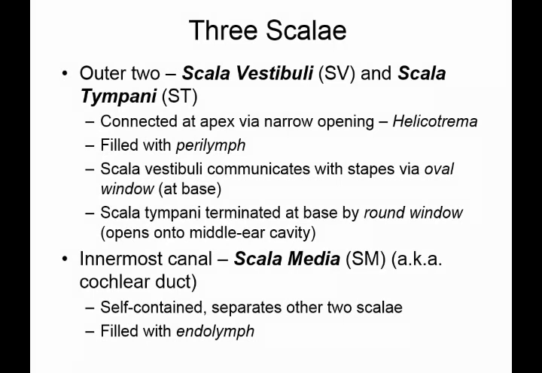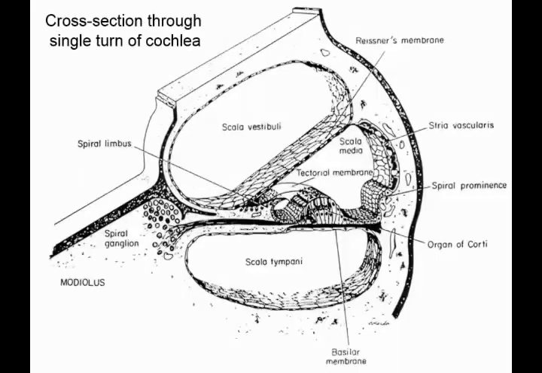Now the innermost canal, scala media, remind you where that is. Scala media is between scala vestibuli and scala tympani, this bit here. That's the interesting one. That's what's also called cochlear duct. It's self-contained, it separates both different scalae, both other, vestibuli and tympani, and it's filled with endolymph.